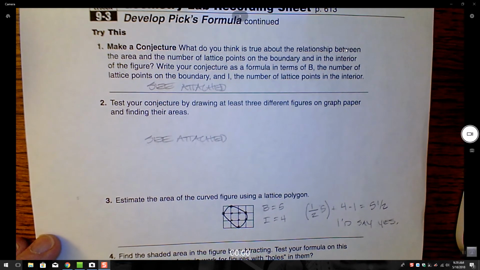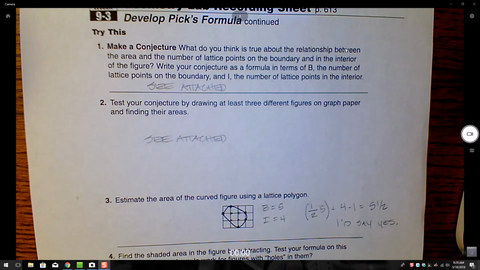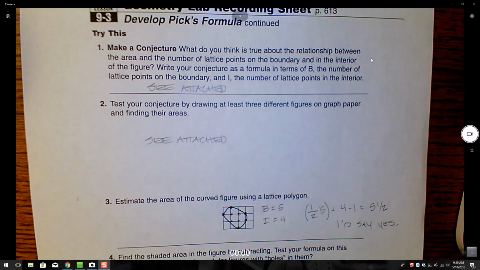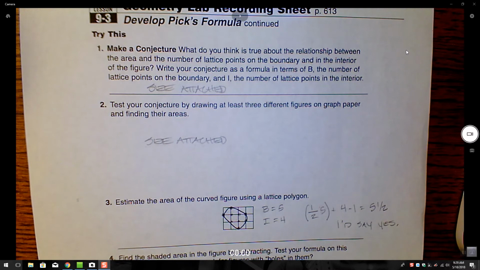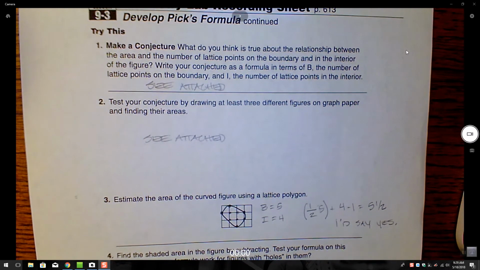It asks us to make a conjecture. What do you think is true about the relationship between the area and the number of lattice points on the boundary and in the interior of the figure? Write your conjecture as a formula in terms of B, the number of lattice points on the boundary, and I, the number of lattice points in the interior.